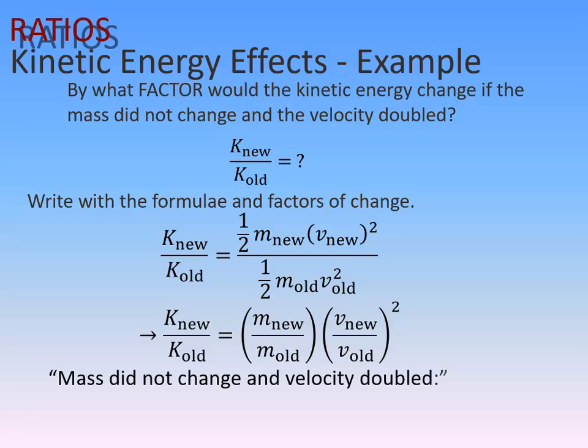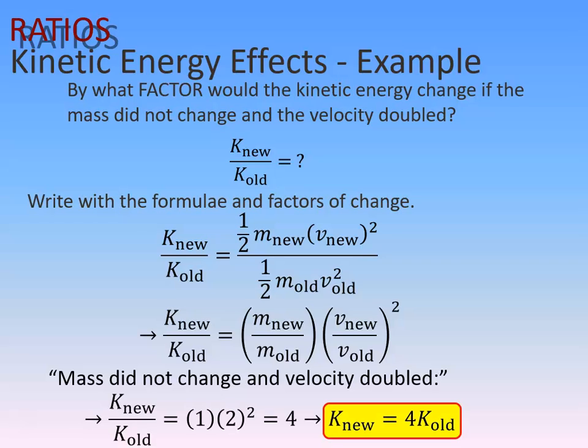Here's another way of thinking about it. So anyway, you plug in your numbers: the mass doesn't change, the velocity gets doubled, so the new kinetic energy is 4 times the old kinetic energy because the ratio is 4. So new divided by old is 4, so new is 4 times old.